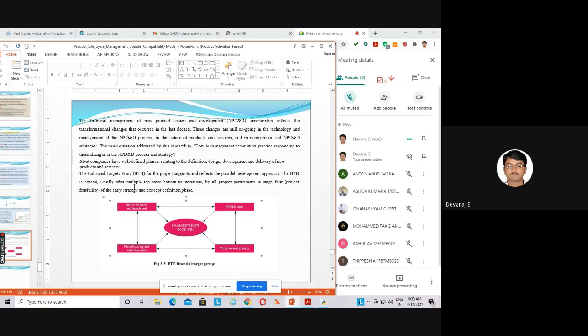BTB indicates balanced target book. It is called the balanced target book. As a financial manager, you'll be keeping this record. From this slide onwards, I will take from the next class.